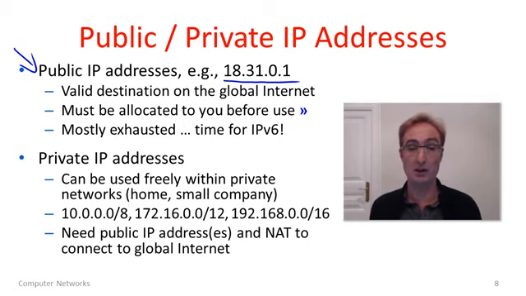Well, before you can use a public IP address, you've got to get one from somewhere. You can't make it up. So they need to be allocated to you, and I'll talk about that in a minute. The problem with this allocation is they're mostly exhausted. We've almost run out of them. That's why we need IPv6.